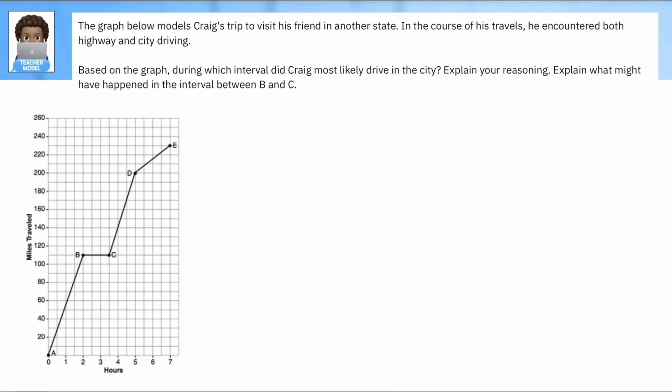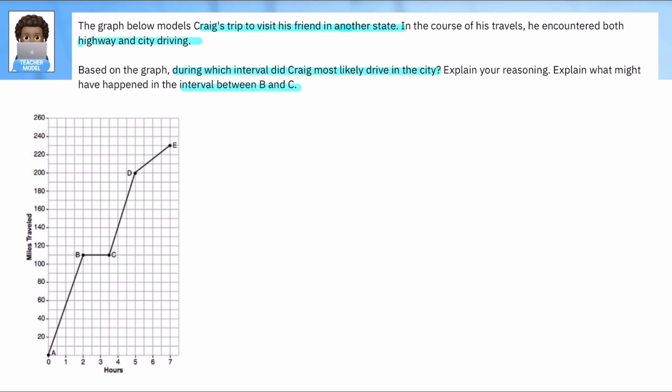So let's look at this first one, and we're going to annotate carefully. The graph below shows Craig's trips to visit his friends in another state. In the course of his travels, he encountered both highway and city driving. Okay, so he has highway and city driving, and this is his trip to his friend's house in another state. Based on the graph, during which interval did Craig most likely drive in the city? Explain your reasoning. Explain what might have happened between intervals B and C.